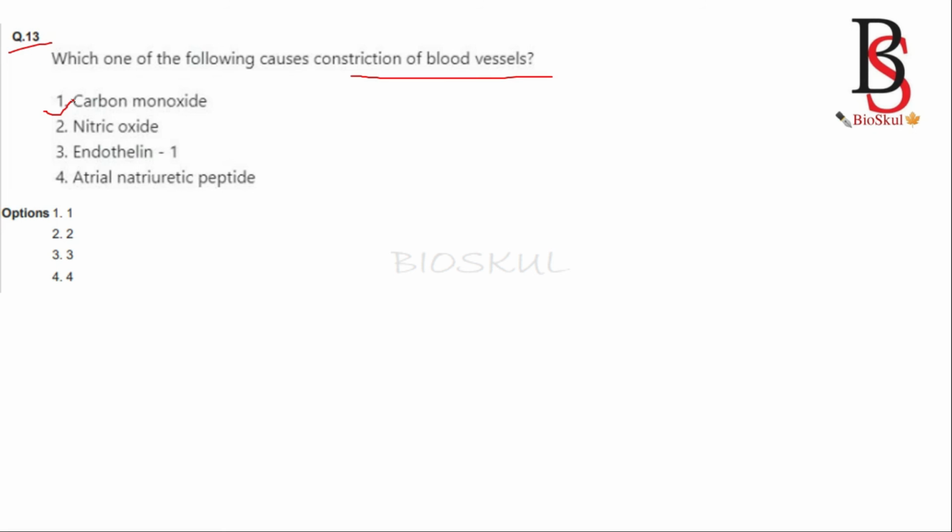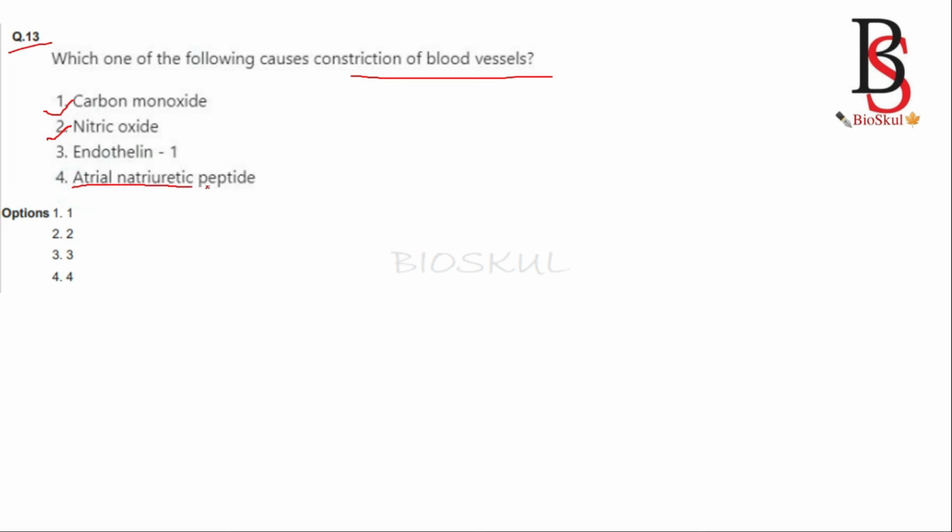Question number 13. Which one of the following causes constriction of blood vessels? First one is carbon monoxide. We know that carbon monoxide causes the dilation of blood vessels. Then nitric oxide is a paracrine signaling molecule, synthesized from arginine by the enzyme nitric oxide synthase. Then it will move to the neighboring cell. In the smooth muscle cell, it causes the dilation of blood vessel. So this one also causes the dilation of blood vessel.